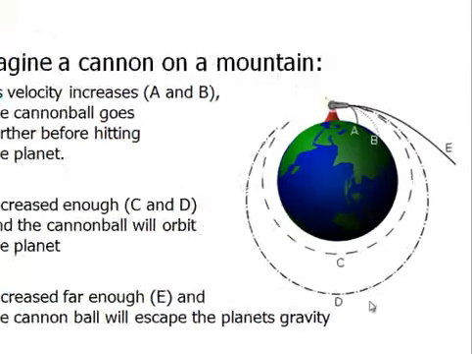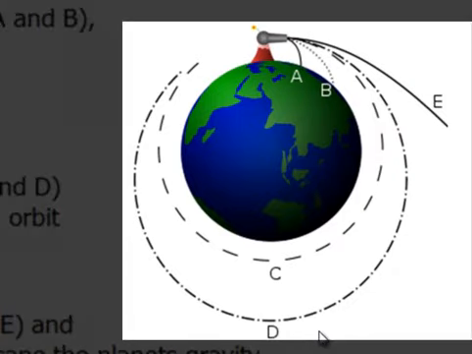To begin, I'd like you to imagine a cannon that might be on top of a mountain, and we shoot the cannonball off. At first, the cannonball just goes and falls a little bit further away, let's call that path A. But then we decide to add some more gunpowder and make it come out faster, and so we see that it travels a little further around the Earth. That might be orbit B.